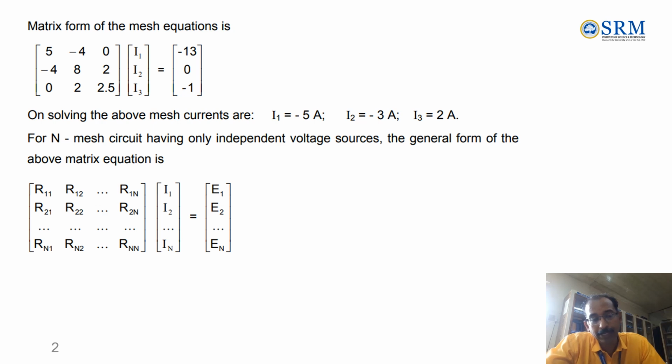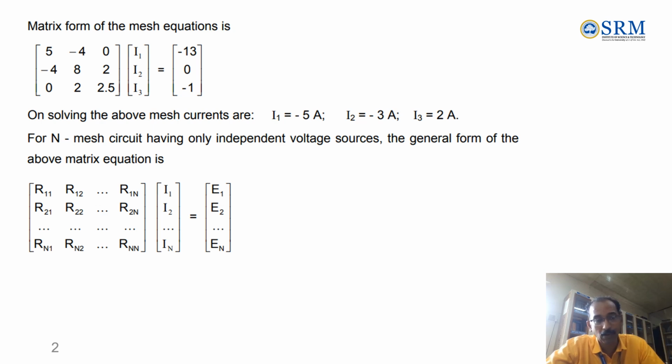So usually we will be getting either a 2 mesh circuit or a 3 mesh circuit, not more than that. The generalized matrix equation is R into I is equal to V or E. Look at the diagonal elements R11, R22, R33. They are always positive. It is nothing but the summation of the first mesh resistance, the summation of the second mesh resistance, 8, and the summation of the third mesh resistance, 2.5. This 5 is the summation of the first mesh resistance.